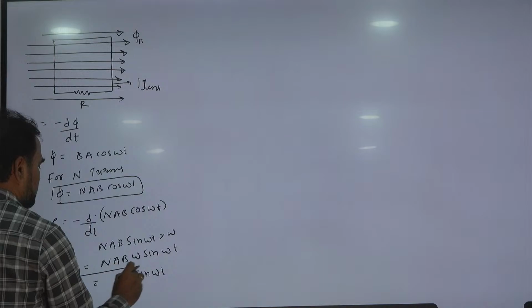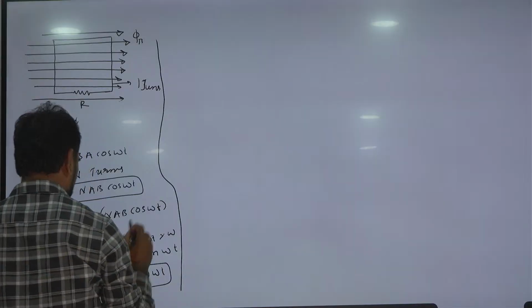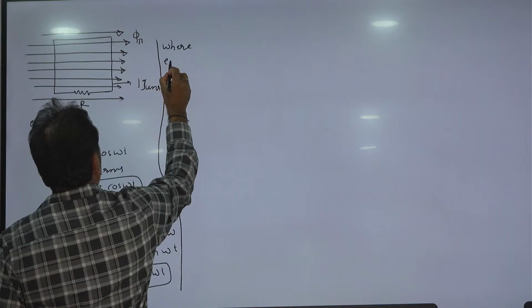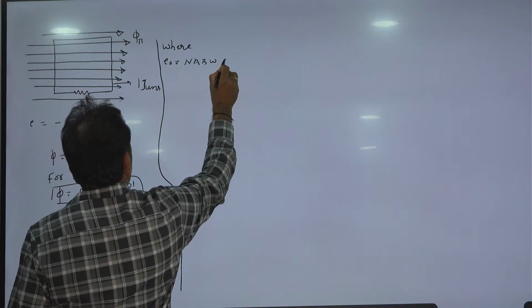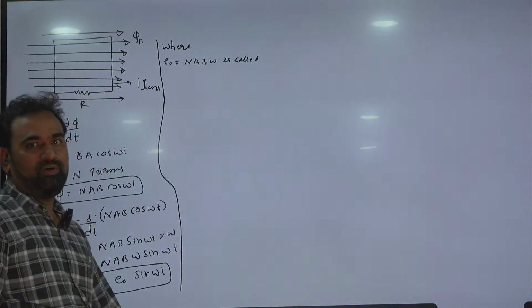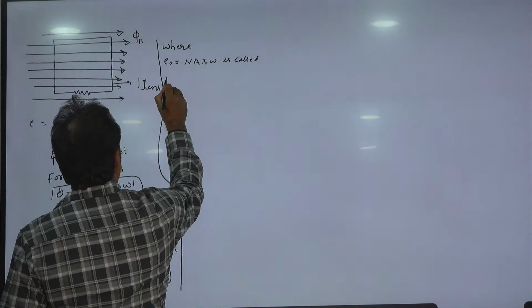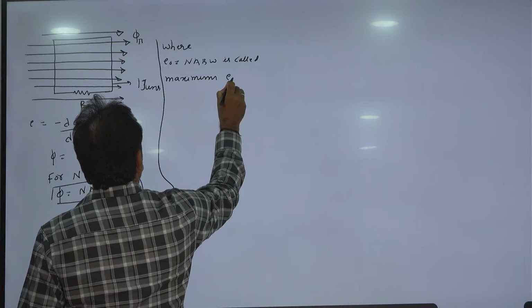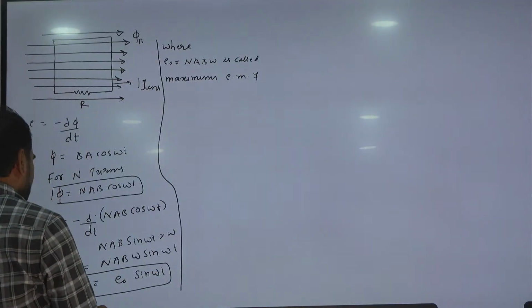Where E naught is equal to NAB omega. What is this called? NAB omega is called the maximum EMF. Maximum EMF. When would the EMF be maximum?